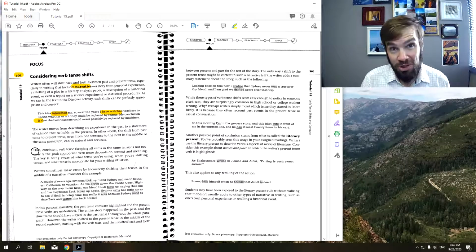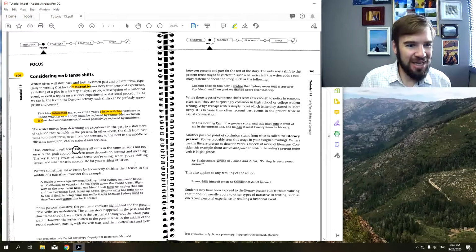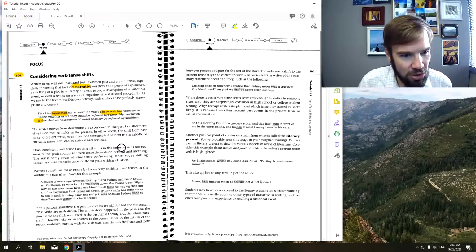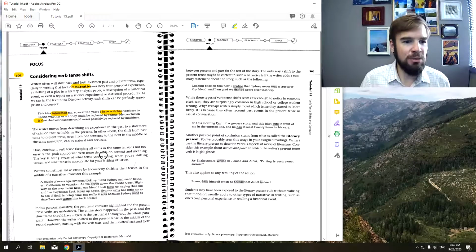Thus, so, therefore. Consistent verb tense, keeping all verbs in the same tense, is not necessarily the goal. Appropriate verb tense depends on the context and meaning. And again, as you know from this class, context is everything. The key is being aware of what tense you're using, when you're shifting tenses, and what tense is appropriate for your writing situation. Writers sometimes make errors by incorrectly shifting their tenses in the middle of a narrative.